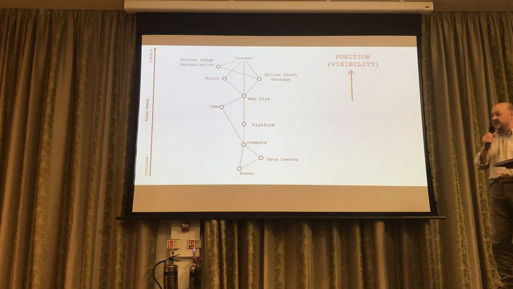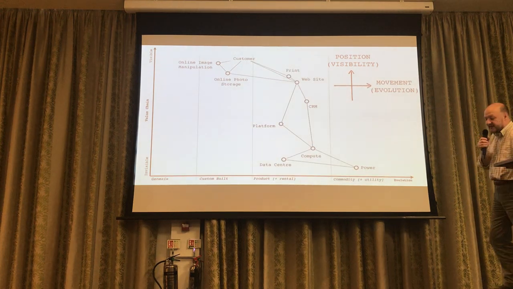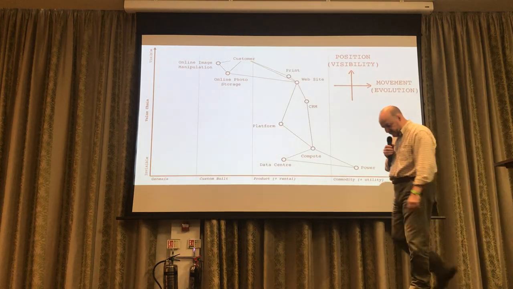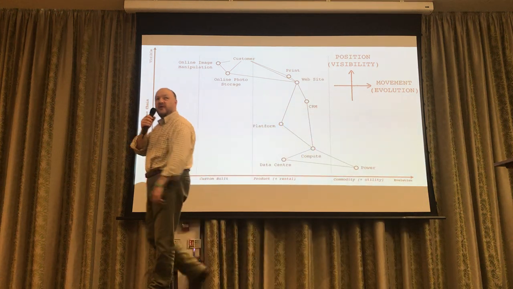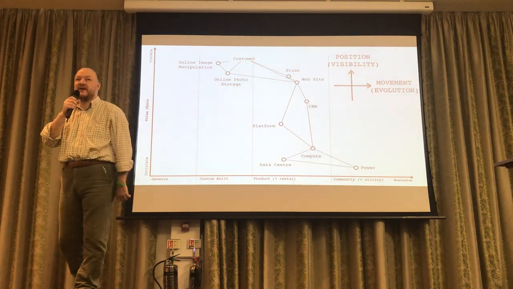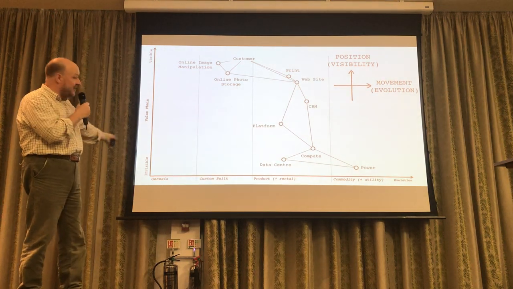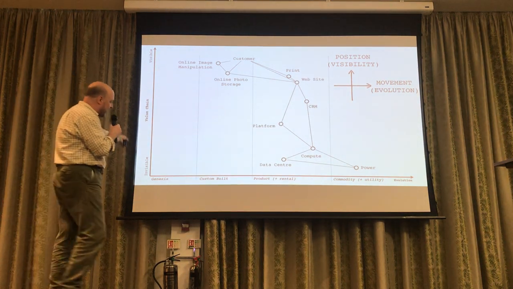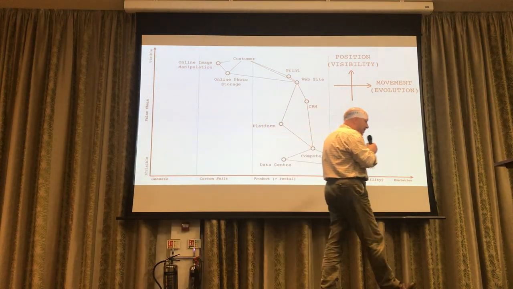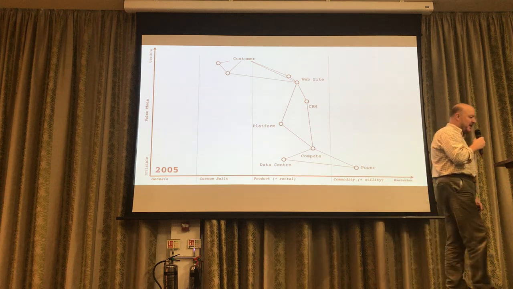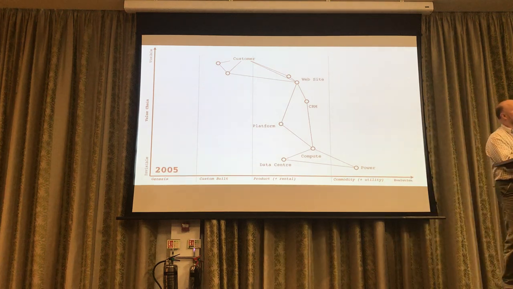Last thing I need is movement. And that is done by adding an evolution axis. Things evolve. You start off with the first phone, you get a better phone, a better phone, a better phone, eventually phones become a commodity. So there is a pattern of evolution where we start off with the genesis of novel and new things, custom built examples, product and rental services, commodity and utility services. And that was the first map that I did in 2005.